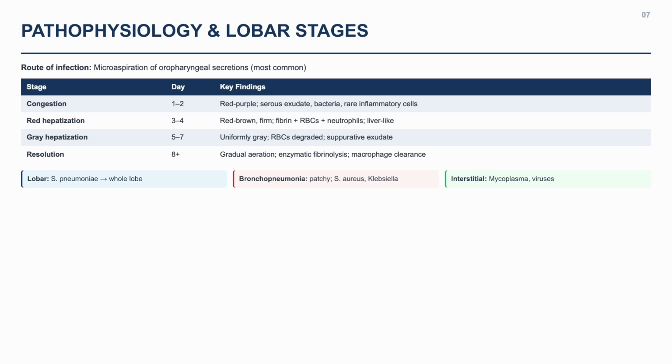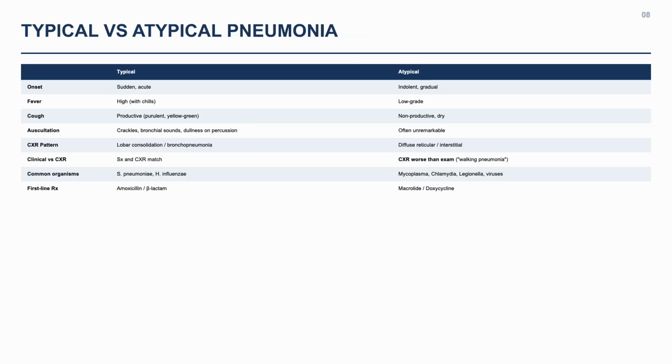Clinically, pneumonia also presents in 3 anatomic patterns: lobar consolidation, strep pneumoniae; bronchopneumonia, staph aureus, Klebsiella; and interstitial pneumonia, mycoplasma, viruses. Let's compare typical and atypical pneumonia side by side. Onset. Typical is sudden and acute. Atypical is indolent and gradual.